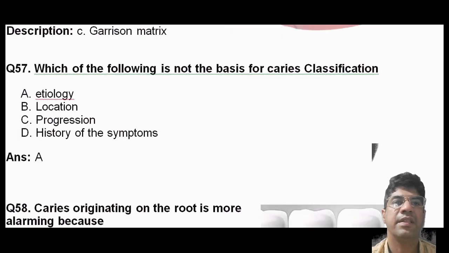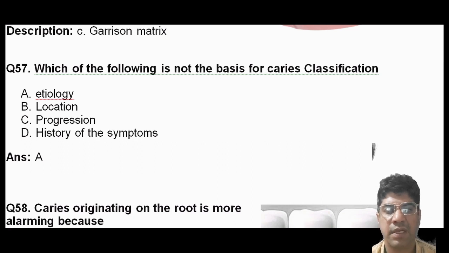Next question, identify the metric system. This is Carrison metric system. Which of the following is not a basis for caries classification? The answer is etiology. Etiology is not typically the basis for classifying dental caries. It is based upon other factors like location, progression, mode of attack, and age of patient.